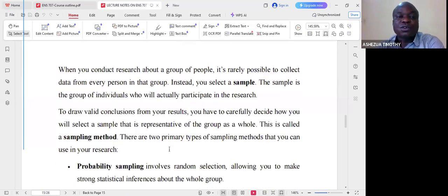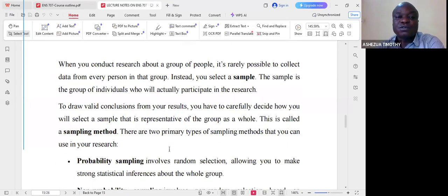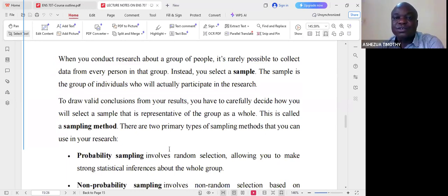Now, to draw valid conclusions from your results, you have to carefully decide how you will select a sample that is representative of the group. Just like I told you, if you are asked to conduct a research in zone C and you go to just Otukpo local government, maybe the whole of zone C, I want to look at 12 persons. And you now go to only Otukpo. Just in a particular market square, you just select 12 persons. It's not a representative of the whole zone.